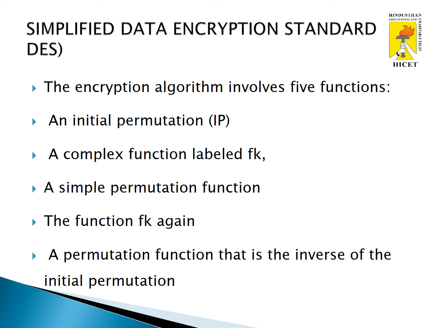The encryption algorithm involves five functions. The first one is an initial permutation. The second one is a complex function labeled fk. The third one is a simple permutation function. The fourth one is the function fk again. The last one is a permutation function that is the inverse of the initial permutation.